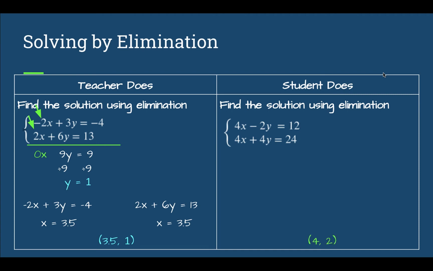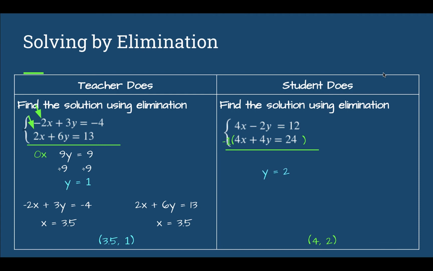Check your answer. You should have got 4, 2. Let's look at how we got that. If we look closely, we have positive 4x and positive 4x, which means if we multiply one of them by negative 1, so either the top or the bottom, we'll be able to cancel things out. So I'm going to say that we multiplied the bottom one by negative 1.